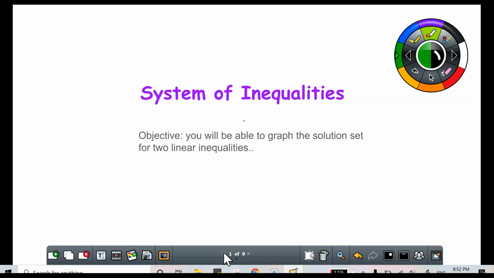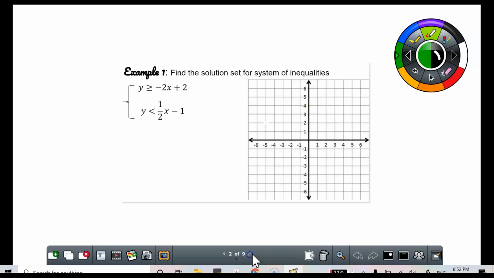So in this video, we're going to solve systems of inequalities. Okay? So we're going to have two inequalities together, and we're going to look for the solution set. So first example. Here you have two inequalities because of the inequality symbol.